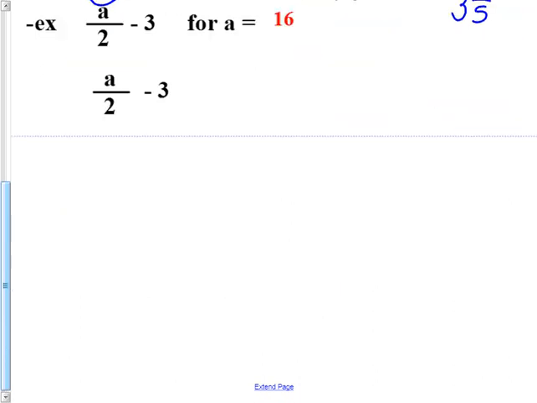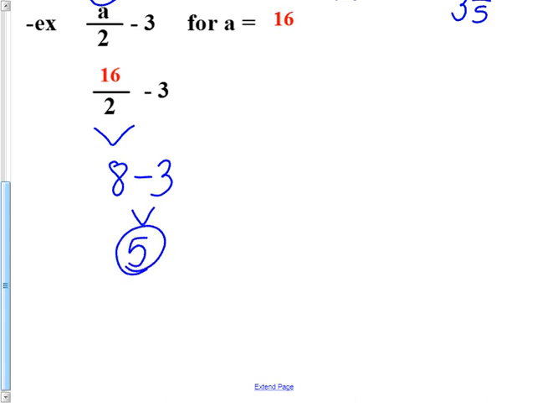Let's solve a over 2 minus 3 for a equaling 16. So if we put a 16 where the a was, that's going to mean 16 over 2. Remember, 16 over 2 means 16 divided by 2, which is 8. 8 minus 3 is 5.